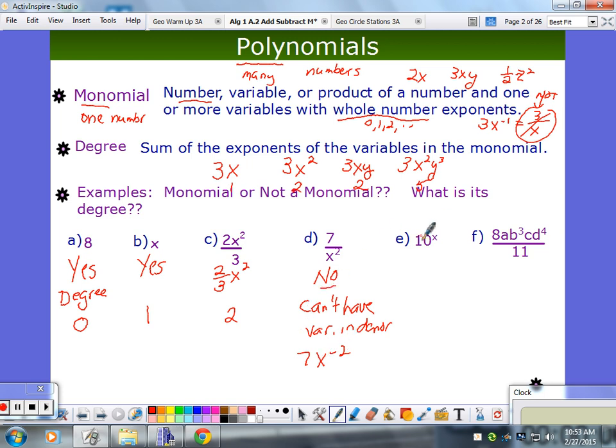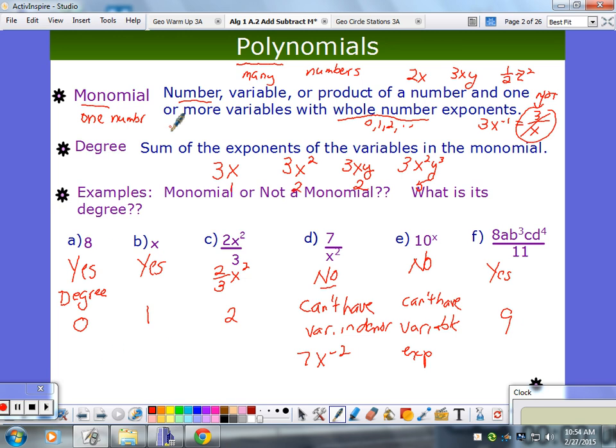What about this? No. Why not? This is not a whole number, it's a variable. You can't have a variable exponent and be a monomial. Now, listen, you can do this in math. It's just not a monomial. What about this thing? Yes. Think of this as 8 over 11 times this big thing. What's the degree? 9. You've got one variable, 3 more variables, that's 4. 5 and 4 more. Degree is 9. Makes sense? Sort of?